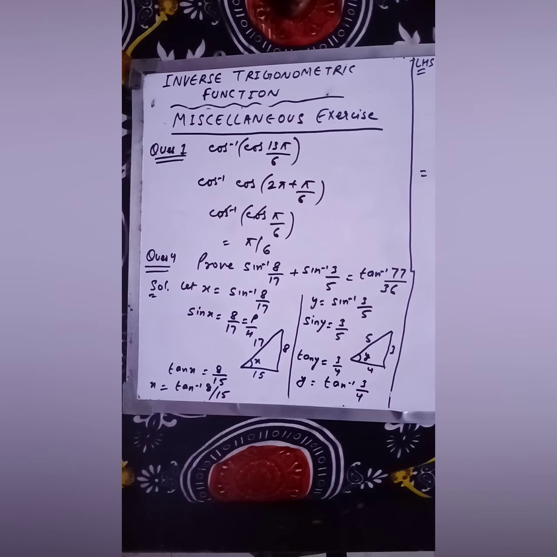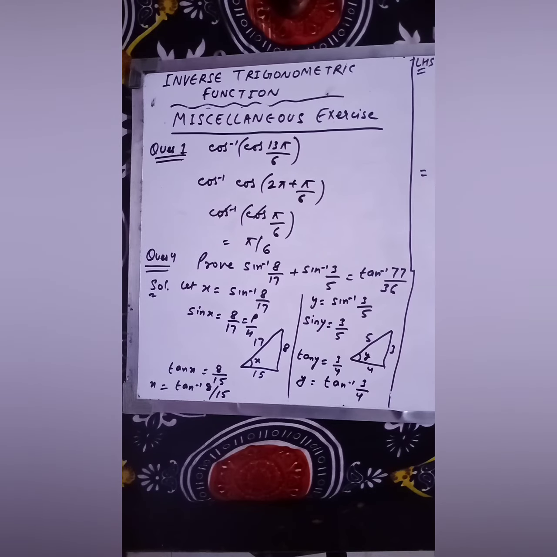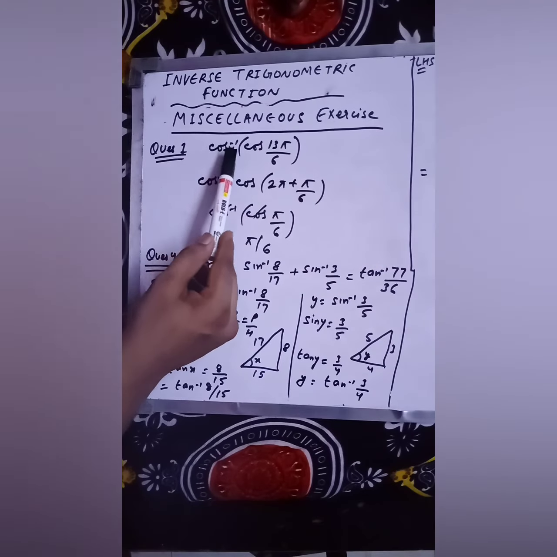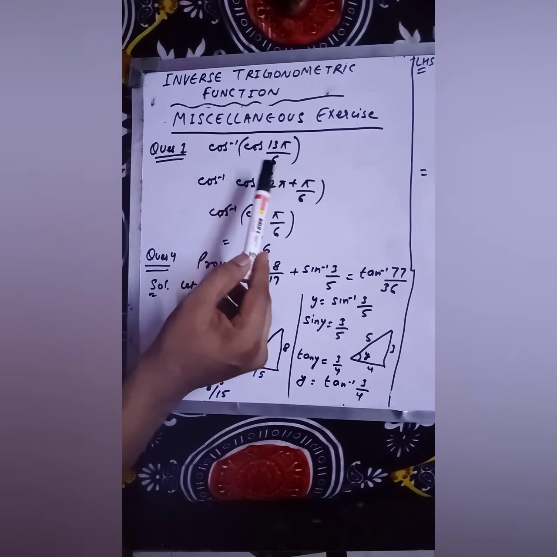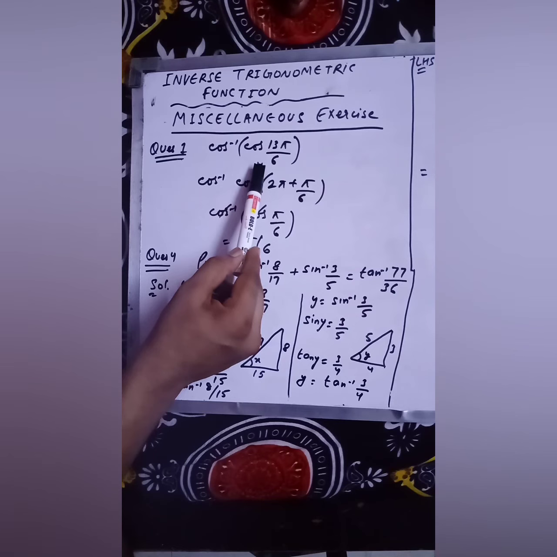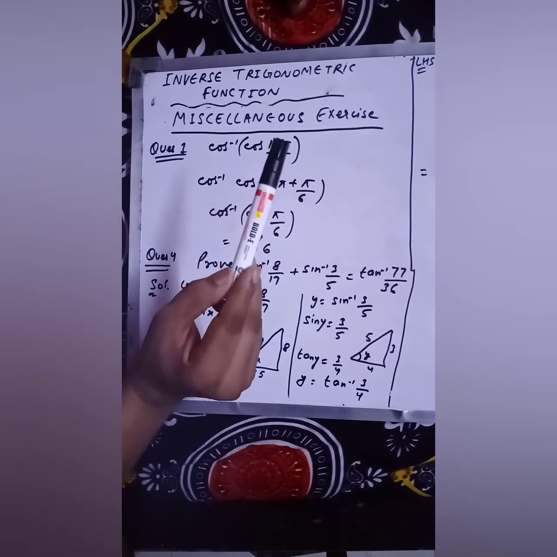Now this is your miscellaneous exercise. I'm solving some selected questions which are very important, and if you solve these, then the rest of the questions you can solve very easily. So this is question number 1: cos inverse cos 13 pi by 6. This question is given to us, and we have to simplify it.